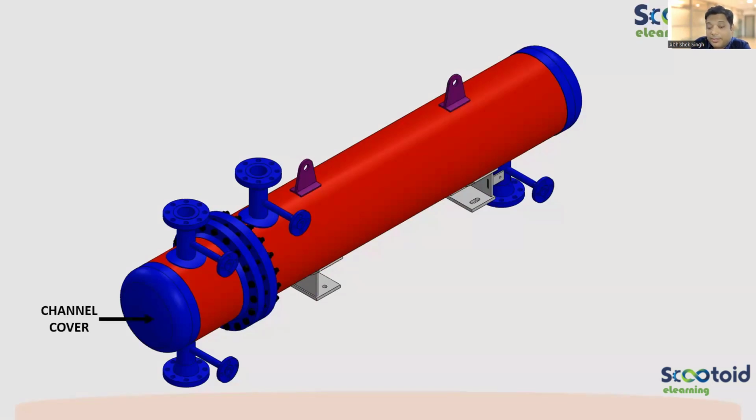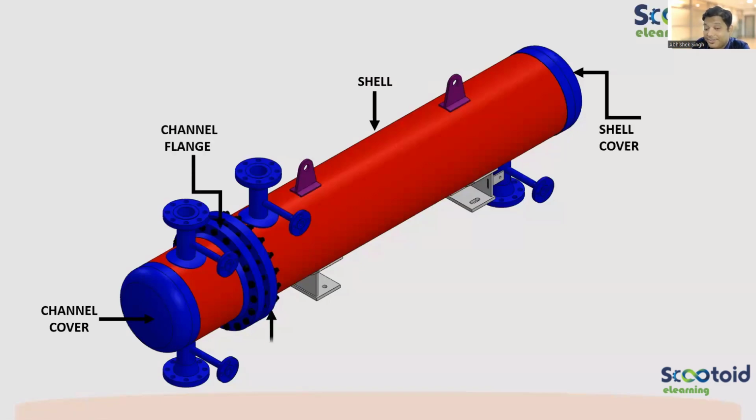This you already know, it's a channel cover. Now there is no left-hand side or right-hand side channel cover because in a U-tube there is only one channel. This is the shell. You already know this is the shell cover, right-hand side. This is a channel flange. This is your shell flange, because you will see now you cannot see a tube sheet here.